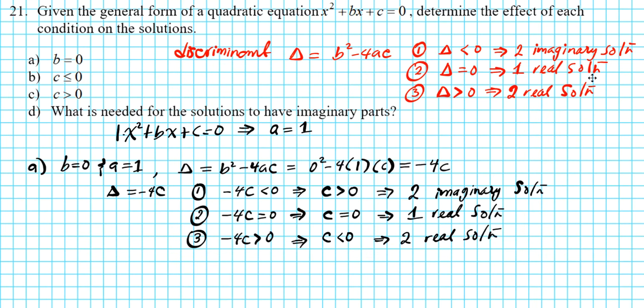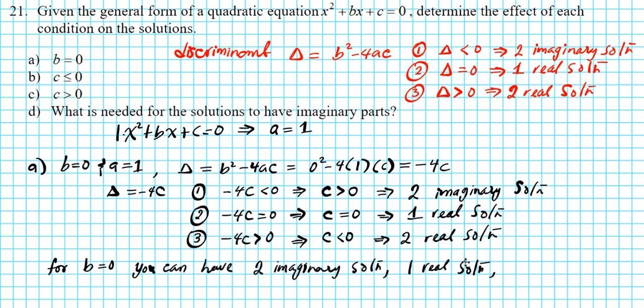So our conclusion here is that for b equals 0, you can have two imaginary solutions, you can have one real solution, or two real solutions. It just depends on the value of c. If c is greater than 0, you have imaginary solutions. If c is equal to 0, you have a real solution. And if c is less than 0, you have two real solutions based on the sign of your discriminant.